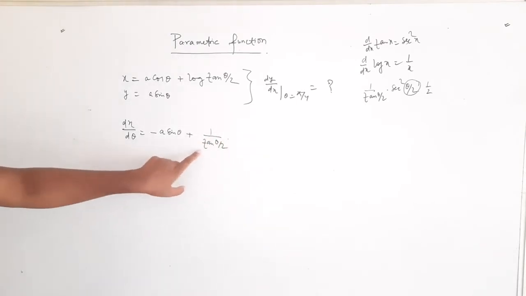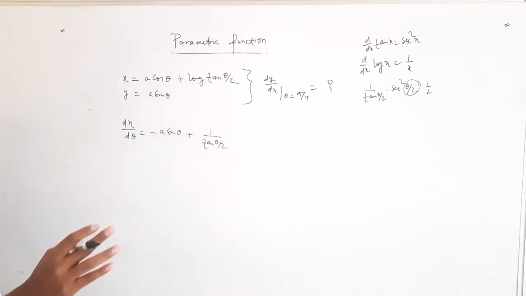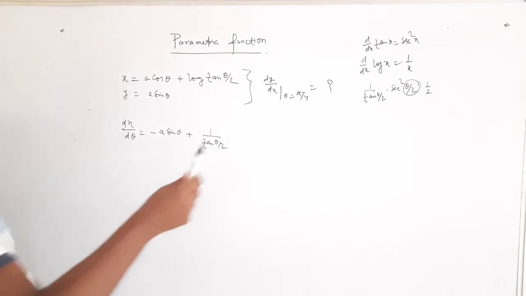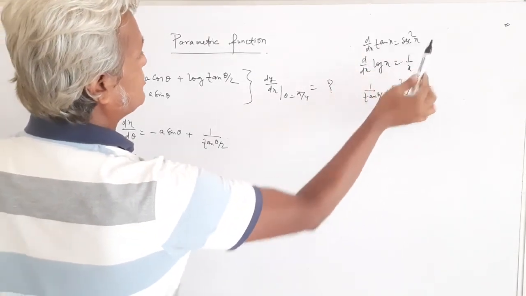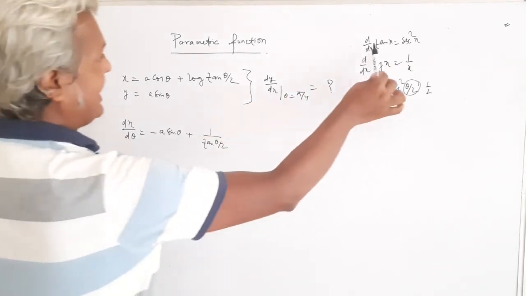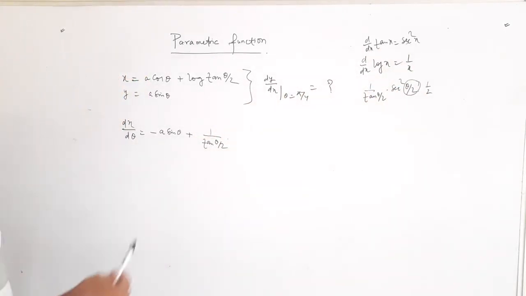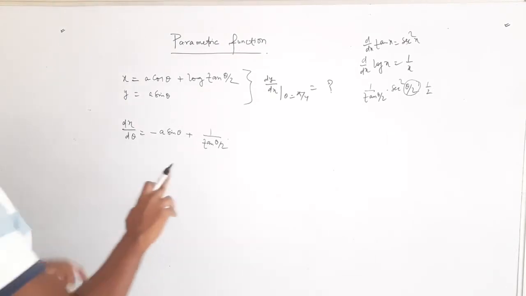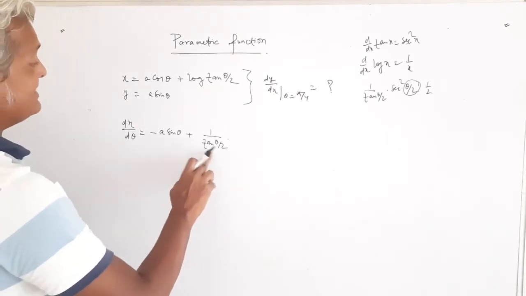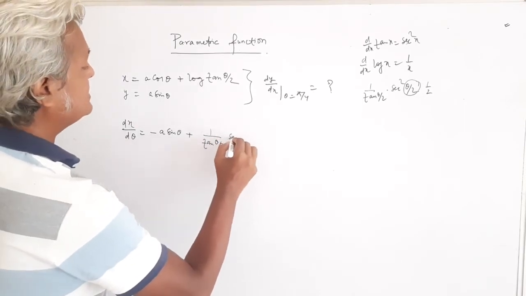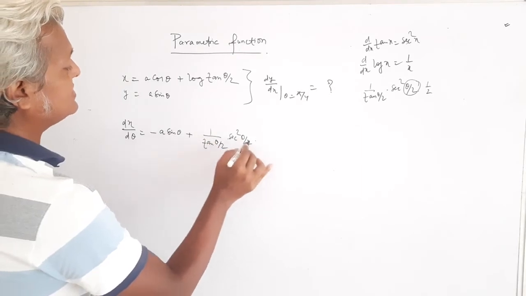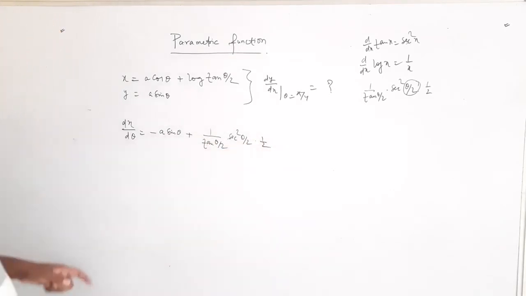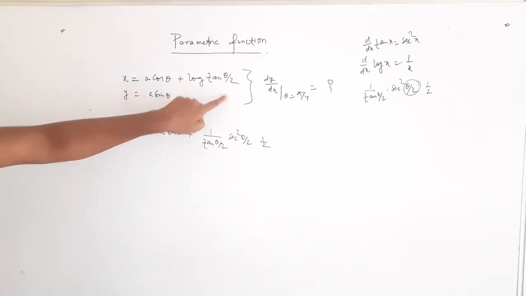Now I have to differentiate tan θ/2. Again tan θ/2 is not a direct formula. The direct formula goes like differentiation of tan x is sec² x, but here we are differentiating tan θ, so that will be sec² θ. But right now we don't have θ, we have θ/2, so we will have sec² θ/2. Now again I need to differentiate this θ/2, and that is half. So this is the differentiation of log tan θ/2.